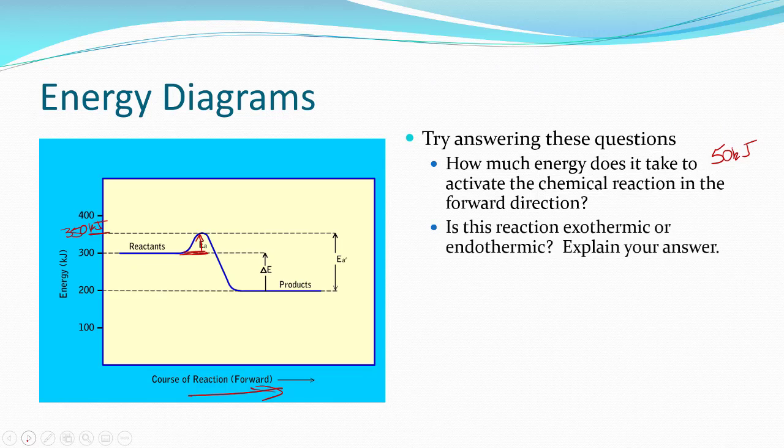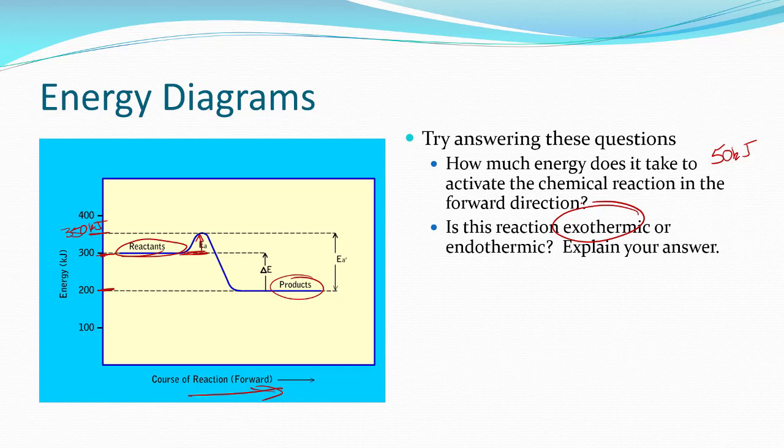Is this reaction exo or endothermic? Okay, so let's compare. We compare the reactants and where they're starting out energy-wise, which is 300 kilojoules, and we look at our products and its energy, and it went to 200. So if the reactants are starting up here, and the products are now down here, would you agree that the products have lost energy compared to where they began as reactants? And that means that this is an exothermic reaction. It's losing energy.